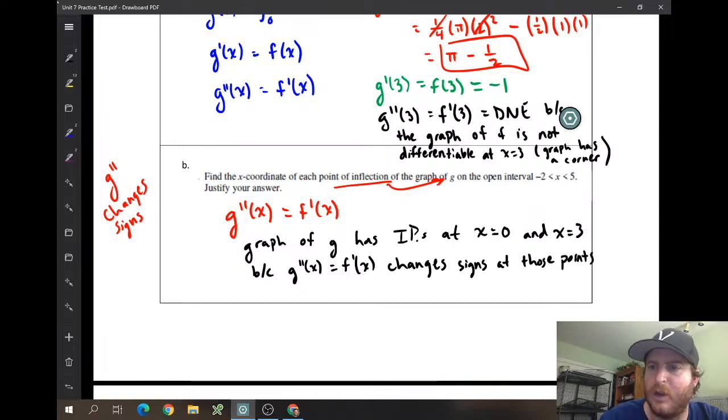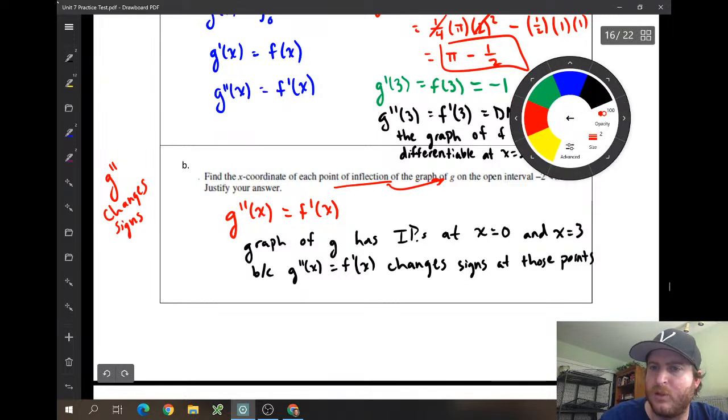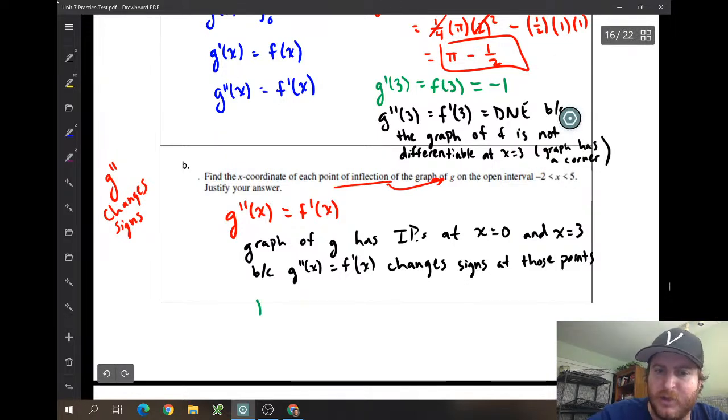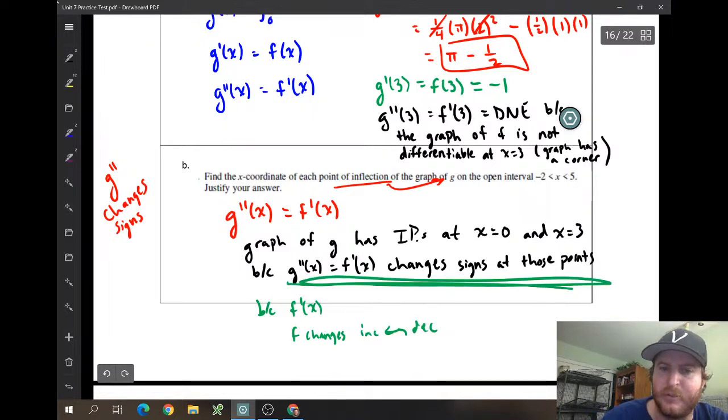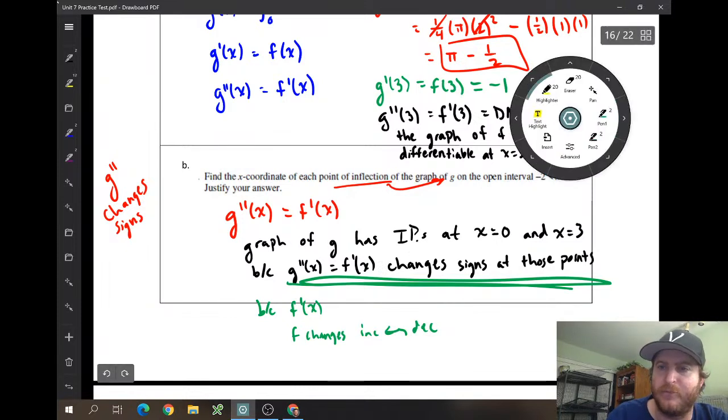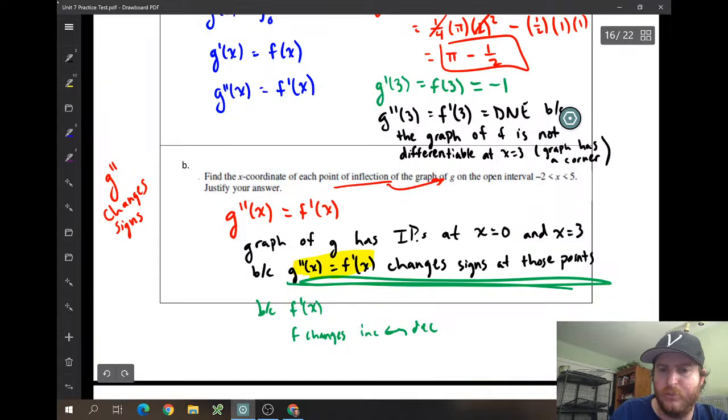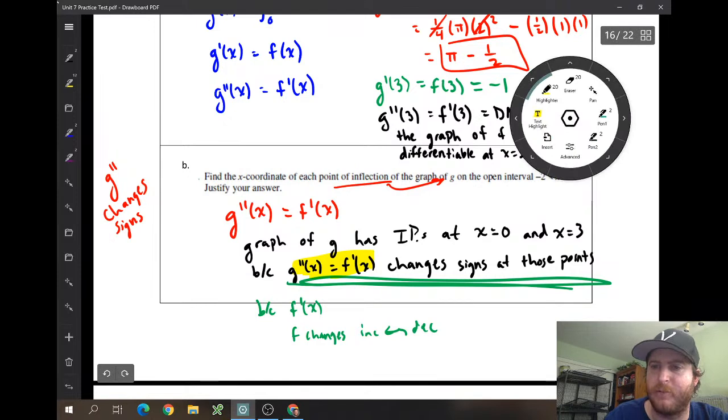Some books and some answer keys will say something like because f prime of x changes signs, or because f changes from increasing to decreasing, or vice versa. But really, the simplest, most concise way to say it would just be to connect g double prime of x equals f prime of x. That's what was changing signs. But we want to make sure that we have both, or definitely at least the f prime, because that's the graph we were given, the graph of f.